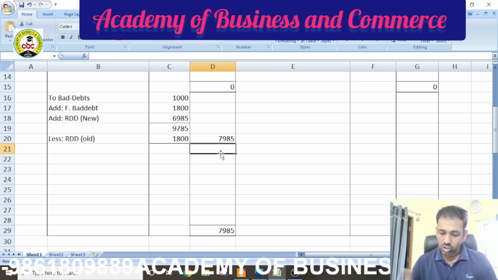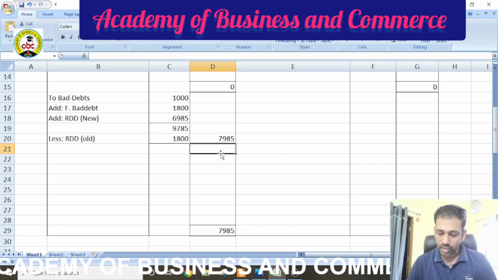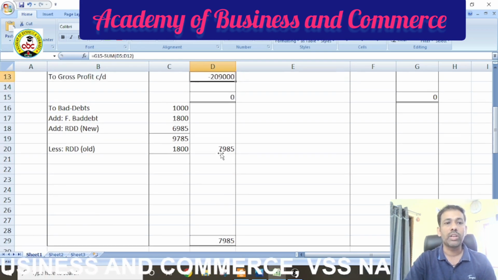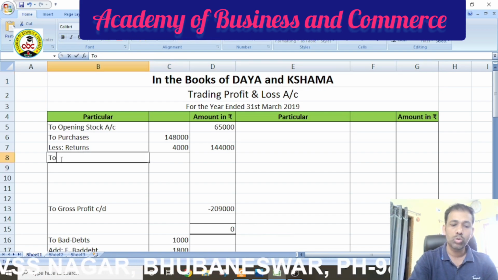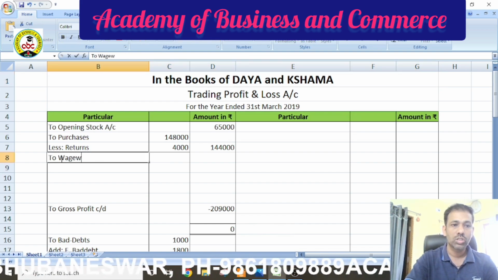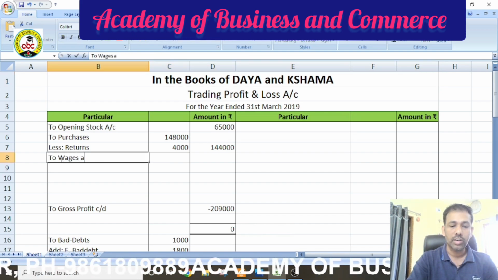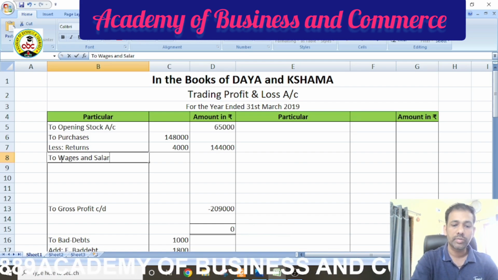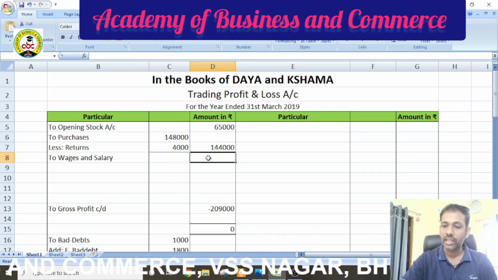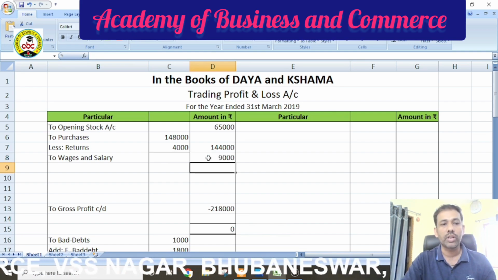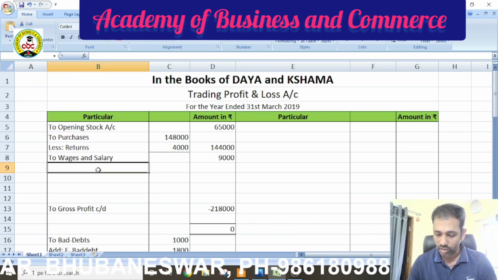Then now opening stock is given, already taken, bills receivable taken, wages and salary, that you have to take in the debit side of the trading account. To wages and salary amount is 9,000. It is the expenditure which you have to take in the debit side. All expenses are taken in the debit side.